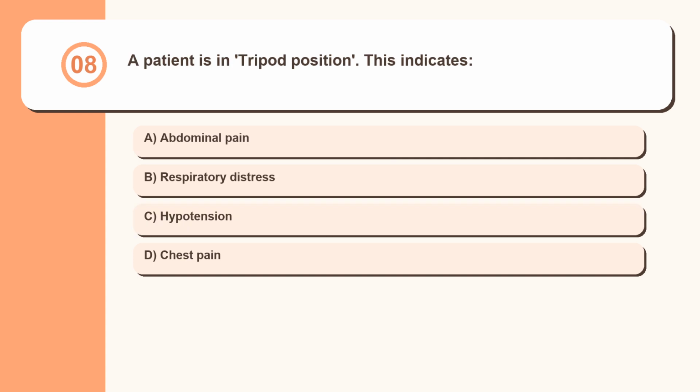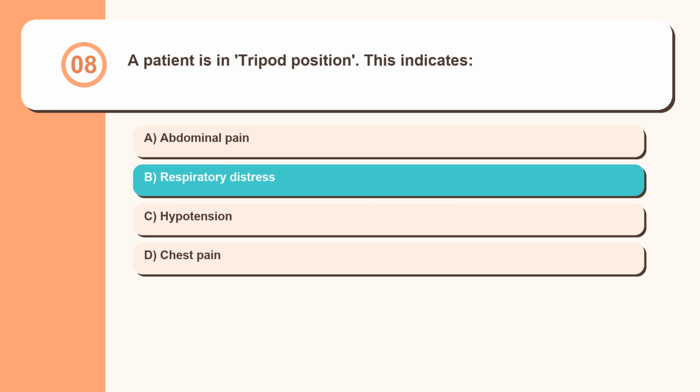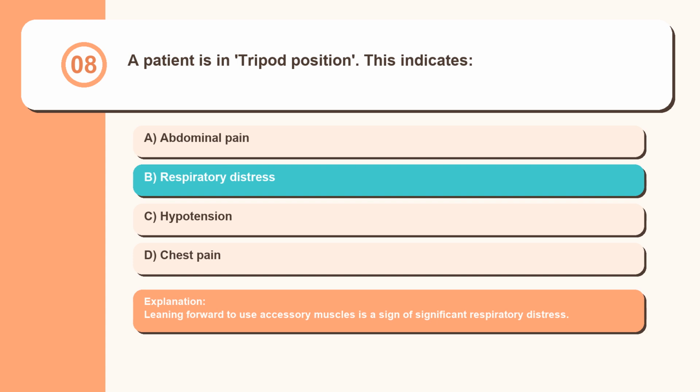Question 8. A patient is in tripod position. This indicates abdominal pain, respiratory distress, hypotension, chest pain. Leaning forward to use accessory muscles is a sign of significant respiratory distress.